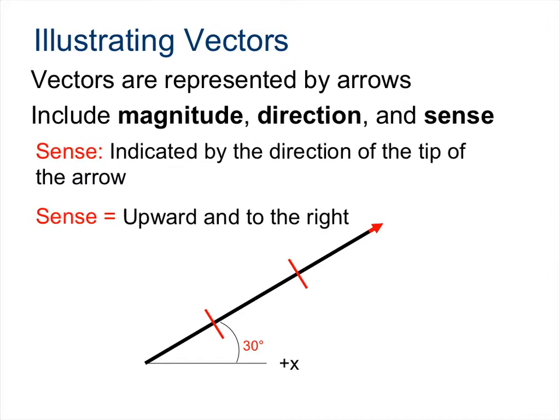And the third component to illustrating a vector involves including its sense. The sense is indicated by the direction of the tip of the arrow. So again, below you can see in this example that this vector is going upward and to the right. The sense essentially describes what the horizontal and vertical positions are of this vector. So to get to that arrow, we had to go to the right as well as up, or you could describe it as going up and to the right.